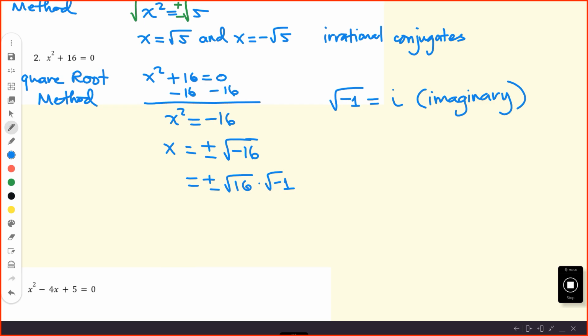So therefore, we know square root of 16 is 4. So I can have plus minus 4. Square root of negative 1 is i. So it's going to be plus minus 4i. Okay, so again, the roots are positive 4i and negative 4i.